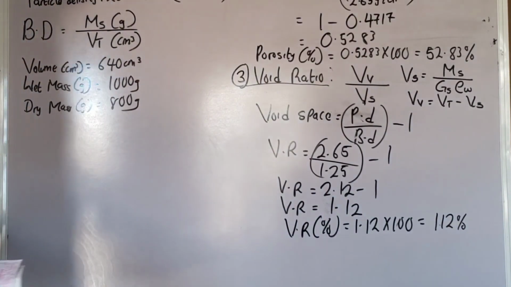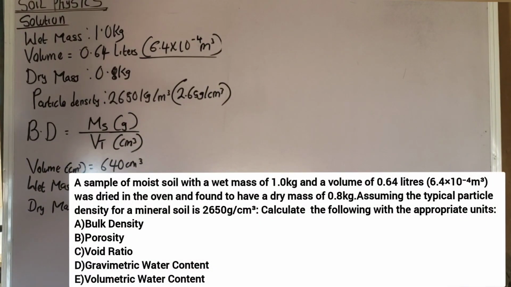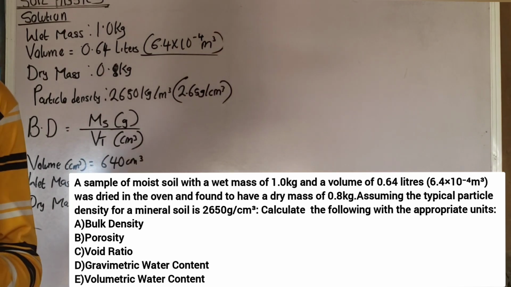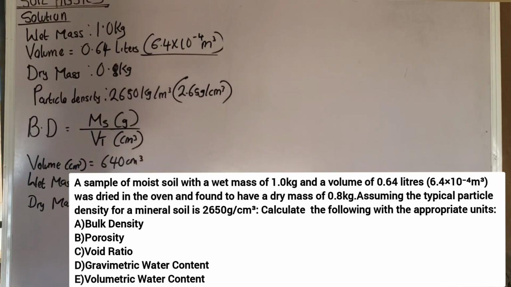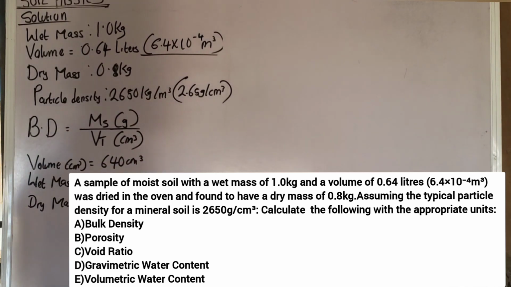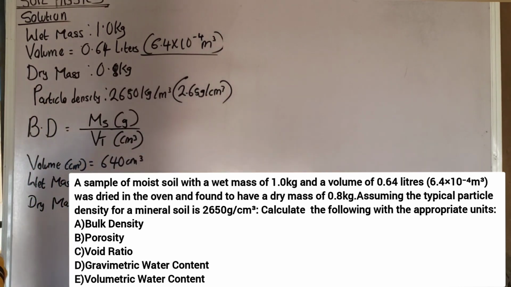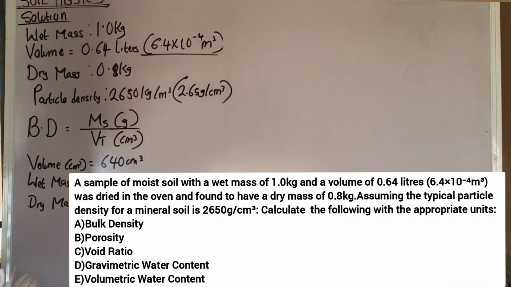Now we have calculated the bulk density, the porosity, and the void ratio. Question 4. We are asked to calculate the gravimetric water content. In our previous class, I let you know that the gravimetric water content, or moisture content, is the same thing as calculating the moisture content on mass basis. You understand? Please pay attention and listen to the explanation again. In the previous class, we were asked to calculate the moisture content on mass basis in percentage and on volume basis in percentage.